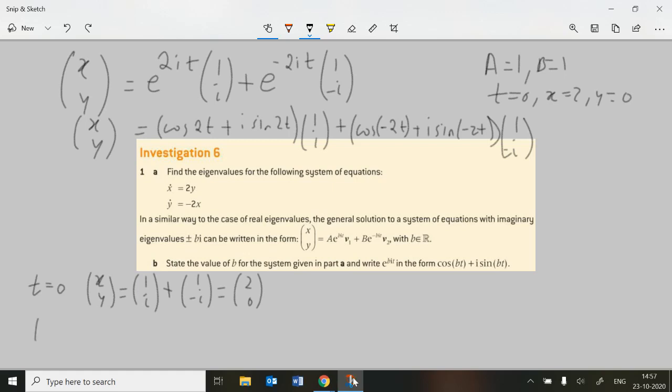Okay, so let's go with t equal to pi over 4, and then x and y are going to be equal to, again, pi over 4. Sorry, pi over 4 is 45 degrees. And with cos, it's the same on both sides. So when we double 45 degrees, we get 90 degrees. Cos of 90 is 0. So we're going to have 0 here and 0 here. We've got the same on both sides.